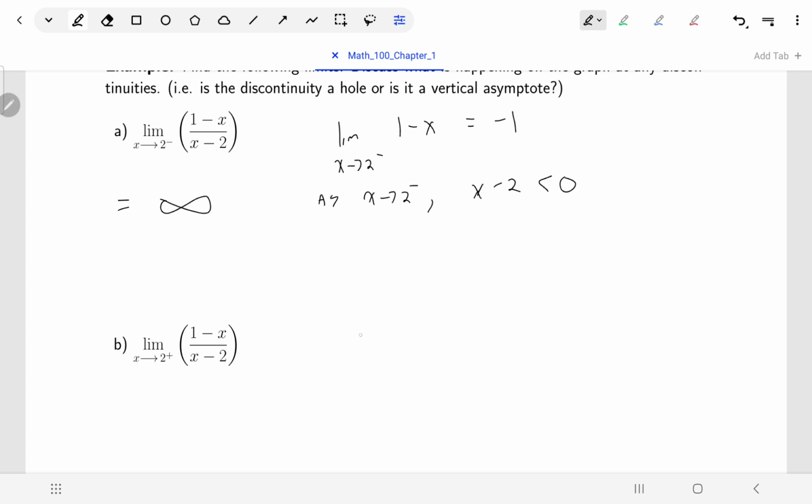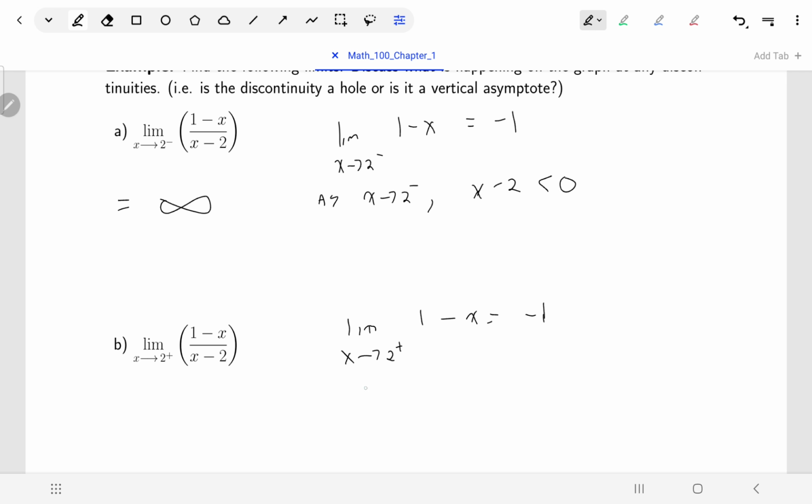Similarly, if I look at the bottom, whether I'm looking at x approaching 2 from the left or from the right, it's really the same for the numerator. It's going to be approaching -1. So that's true for both parts of this problem.